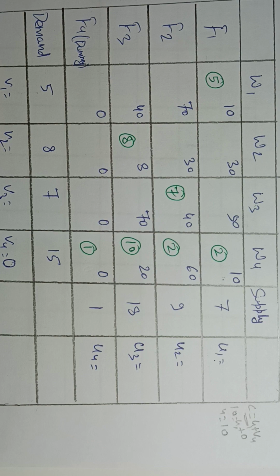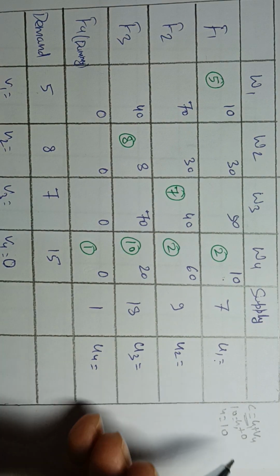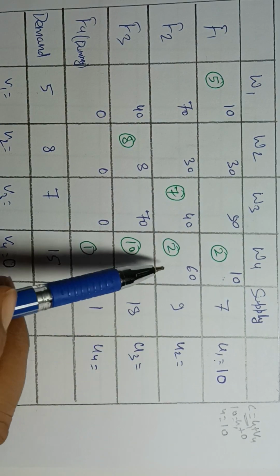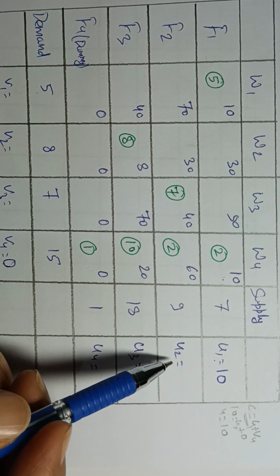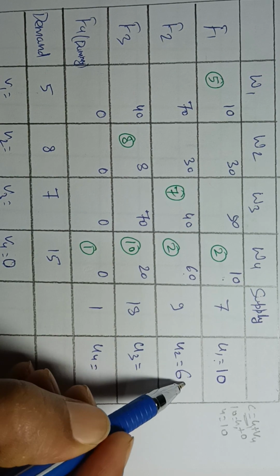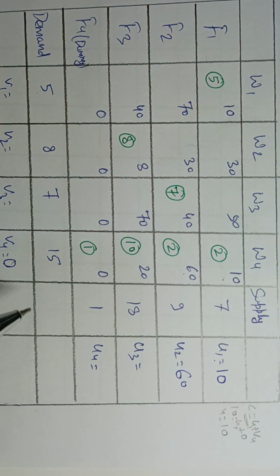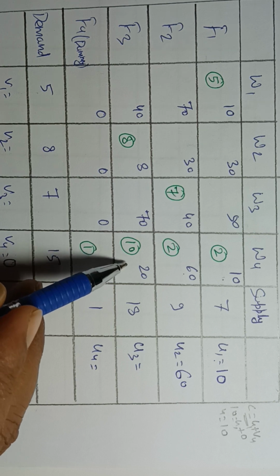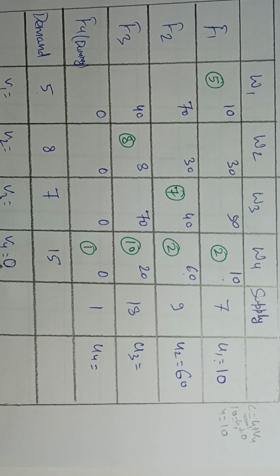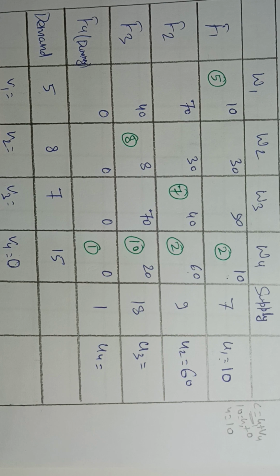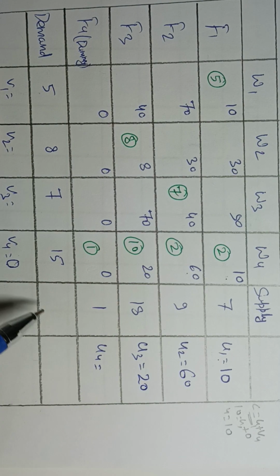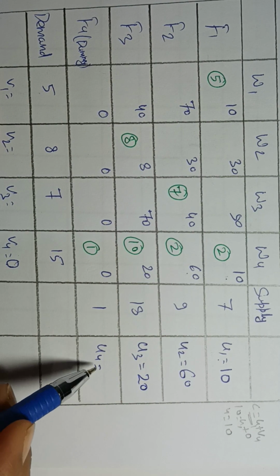Like this we will calculate for each row and column. U1 equal to 10. Here, V4 is 0, U2 we will calculate and U2 will become 60. Here the cost is given as 60. Like this we will calculate, because we consider only occupied cells. So U3 we will calculate with V4, the value of V4 is 0. So this will become also 20, and here U4 will become 1.